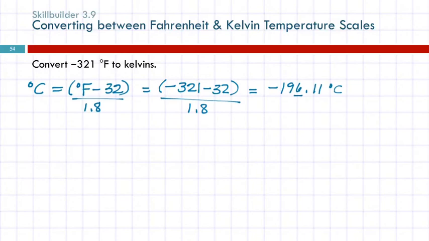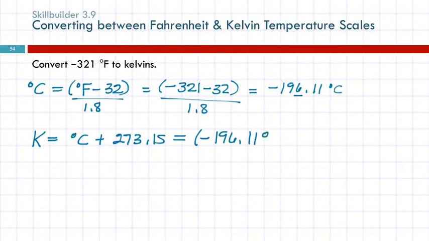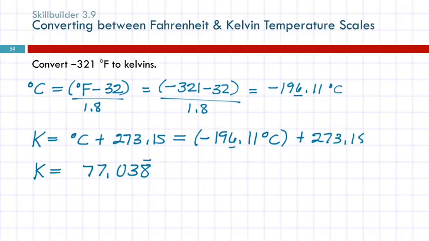Now I need to take that and convert it to Kelvin. So I need to use the other equation. Kelvin equals the Celsius temperature plus 273.15. So I'm going to take my Celsius temperature. Don't lose the negative sign. Negative 196.11 degrees Celsius plus 273.15. So I still have that minus 196 in my calculator, so I'm just going to add 273.15. And so I get a Kelvin temperature. My calculator says 77.038 repeating, and that would be kelvins. Anybody else get that number?